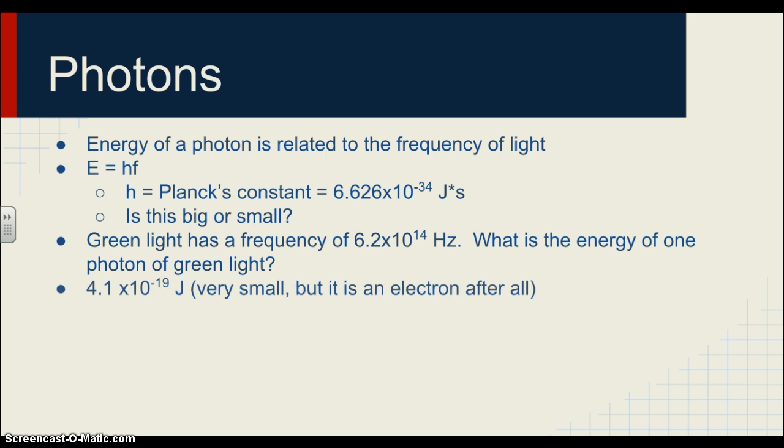And we're back. The answer is going to be 4.1 times 10 to the negative 19th joules. It's a very small amount, but after all, this is just a photon. It's the sort of energy that we measure electrons in. This is a very, very small amount of energy. Okay, we're almost to how this relates to an atom.